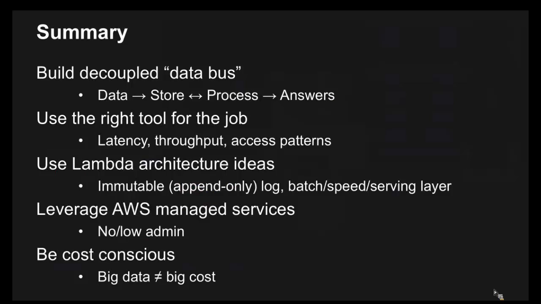We walked through the Lambda architecture pattern, where I showed you how to write an immutable log into S3, and then how to use the batch and the speed layer to build a serving layer. And then leveraging managed services wherever possible is going to be key, because you don't have to deal with administering the system, updating the software, etc. Last but not least, being cost conscious is critical, and that's often going to lead to the right solution.